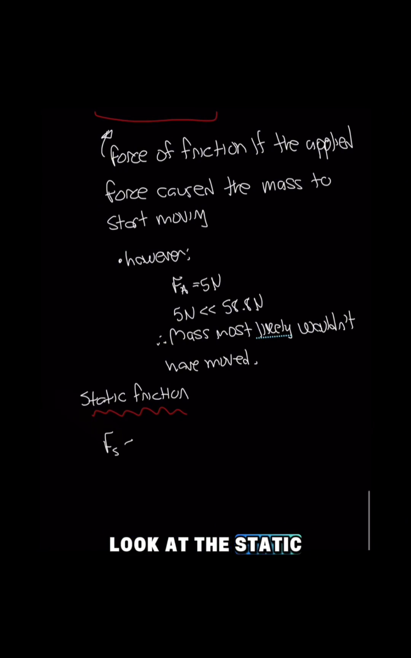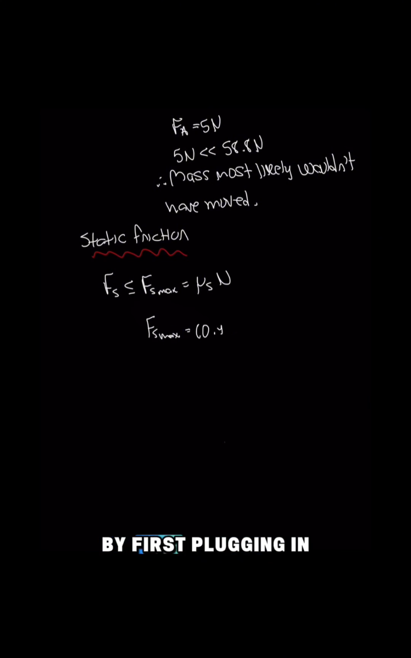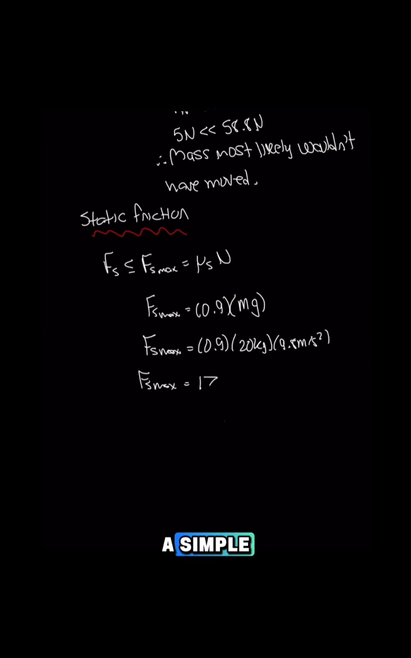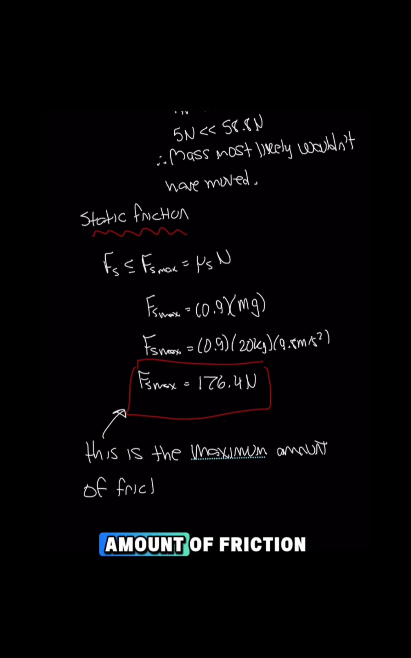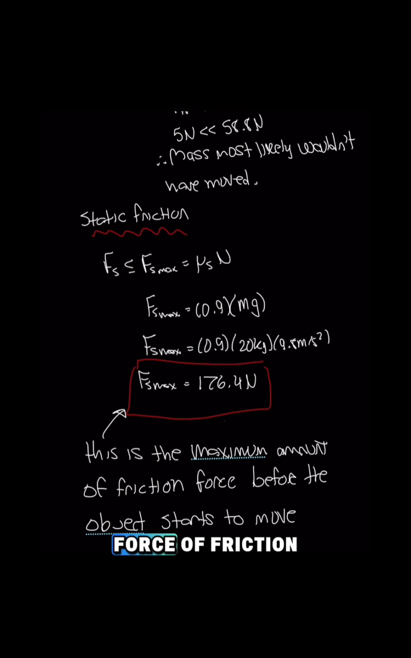Additionally, we can look at the static friction. So if we use our static friction equation, the static friction is going to be less than or equal to the maximum friction. So we can calculate the maximum friction possible by first plugging in our known values, and we get this expression here. We can do just a simple multiplication and get this for the final answer. So this is going to be the maximum amount of friction before the object starts to move. However, this is not the force of friction that we are looking for in the question.